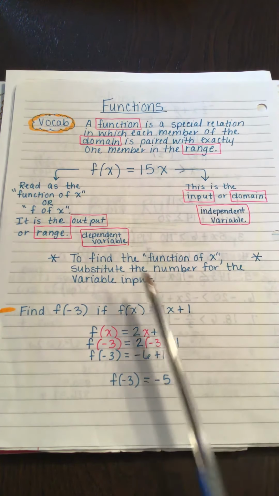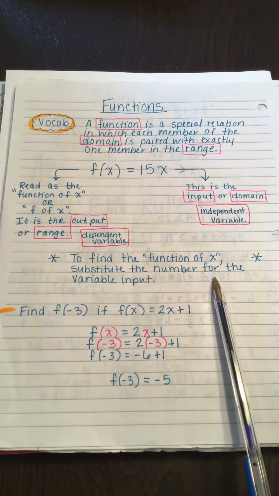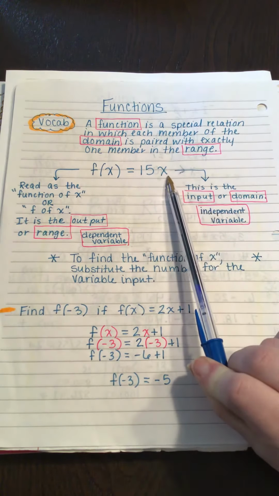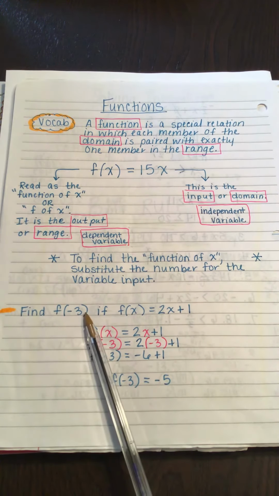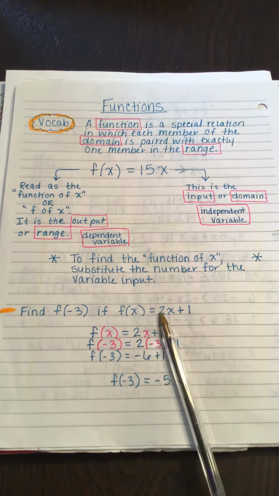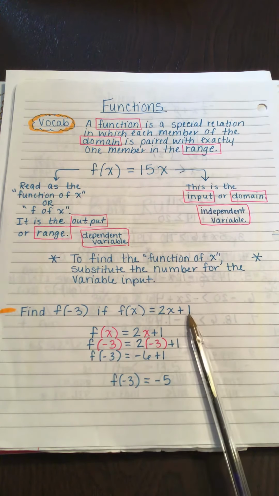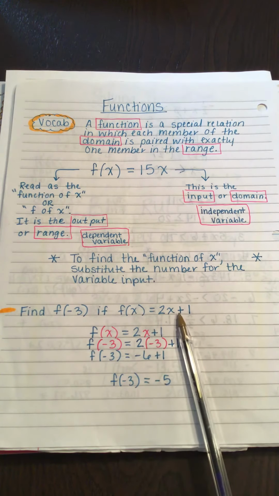To find the function of x, you're going to substitute the number for the variable input. See, input, meaning right here. So if I give you, find the function of -3 if f of x equals 2x plus 1. If I gave you this problem right here, the way that you would solve it is you would put -3 in place of the x's.